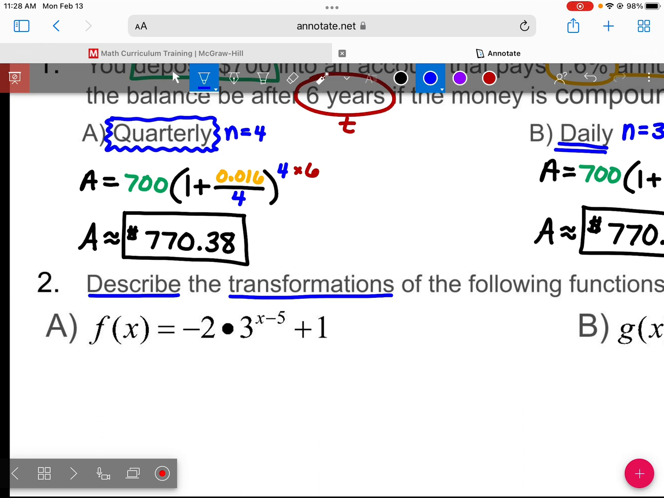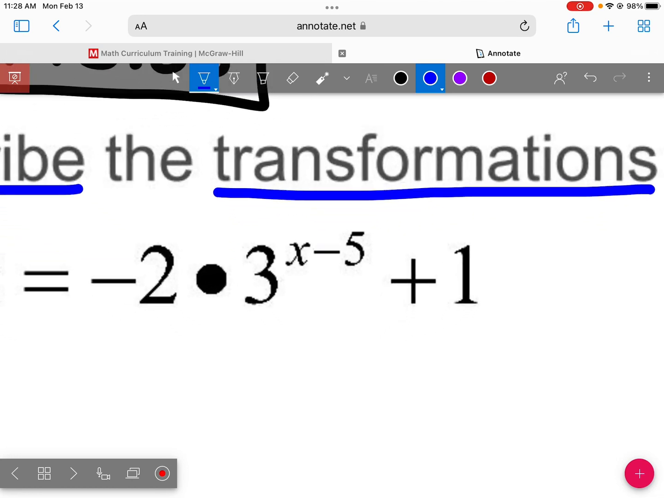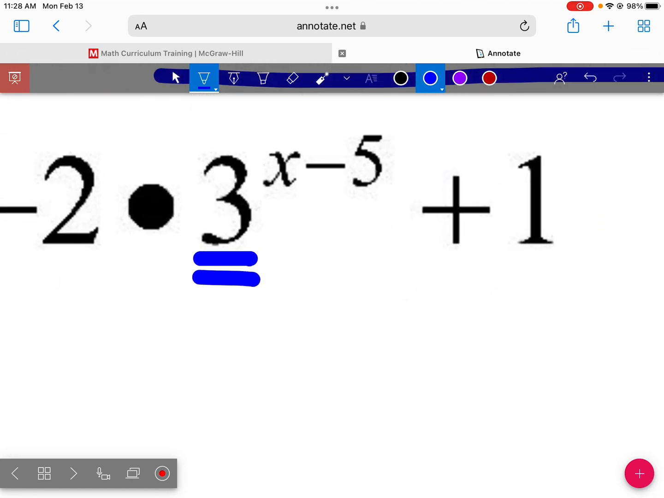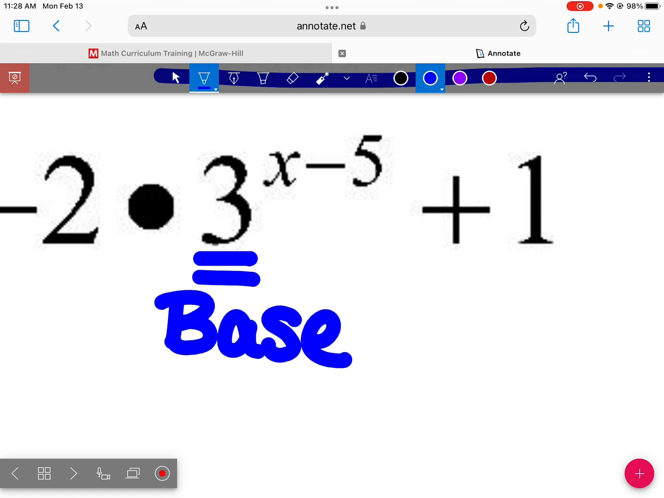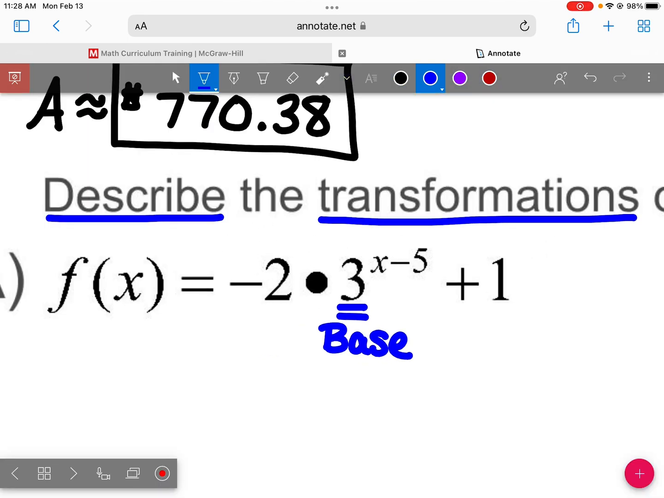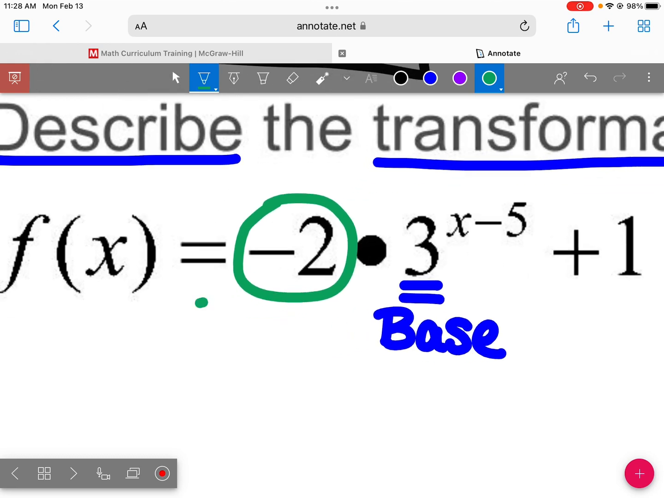What is the base on part A? 3. How do we know when we're looking at it what the base is? It has an exponent on it. This will not do anything to the transformed graph. What is this -2 out in front? That's A.